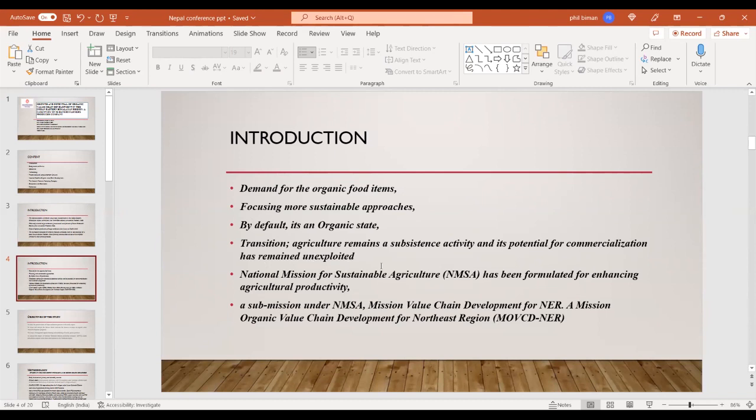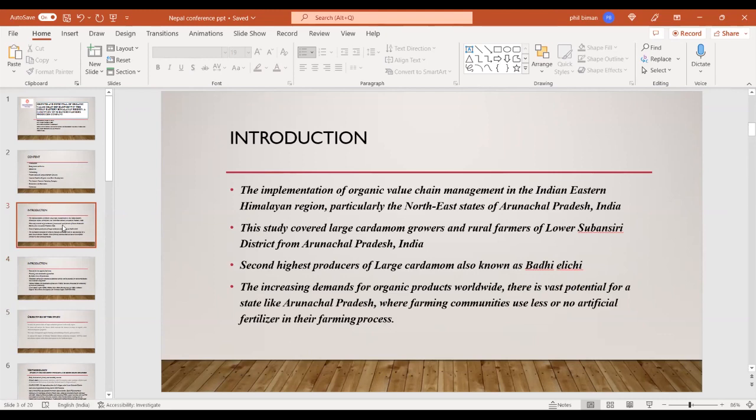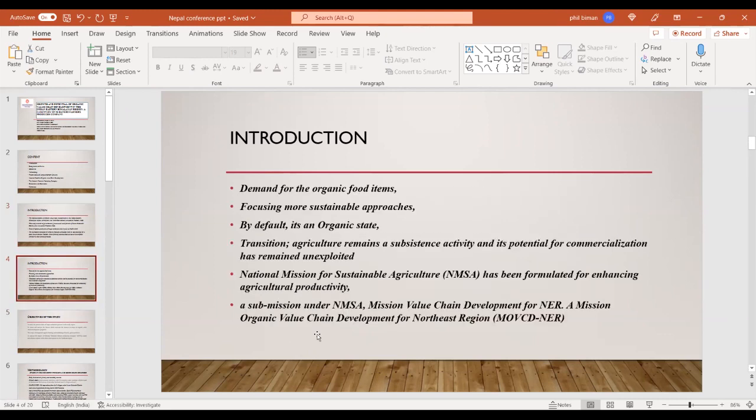Under this situation, the central government has initiated a national mission, the National Mission for Sustainable Agriculture, across the country. Under its sub-mission, they have introduced a new program called Organic Value Chain Development, which is the focus area of this study. This value chain development targets states producing organic-based agricultural products and food items.